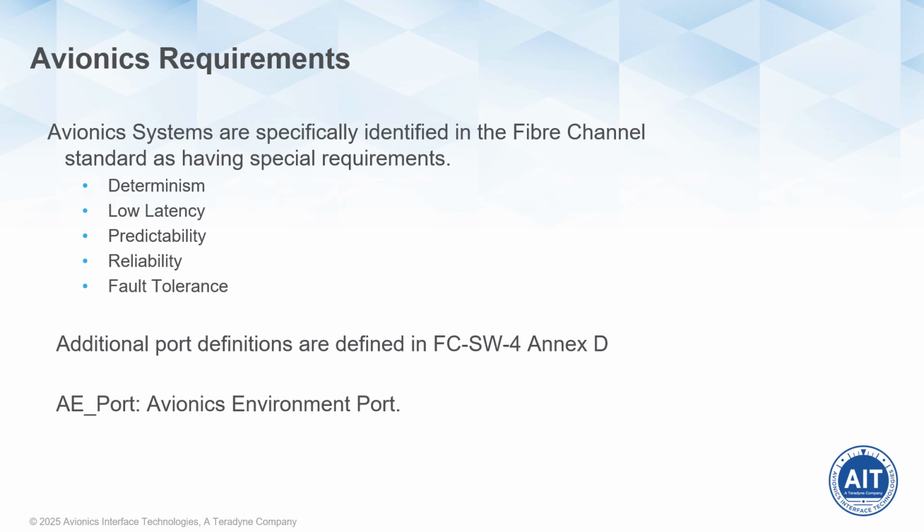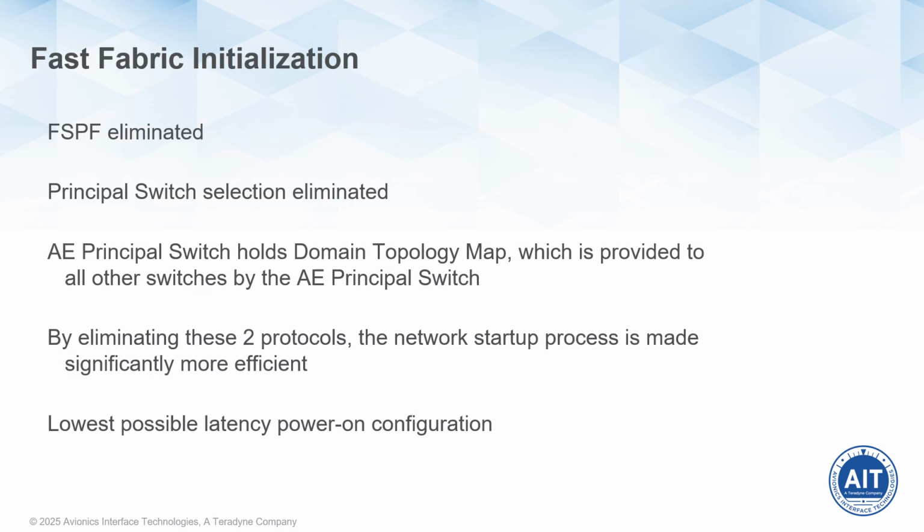Without self-discovery, our AE fabric will be more predictable, it'll be more reliable, and it can reduce the latency from any kind of power interruptions to the active state. Fast Fabric Initialization is a modified version of the switch initialization protocols defined in FC-SW4. Annex D defines the FFI protocols. FFI provides a method for defining an implicit network, eliminating the principal switch selection and FSPF. Replacing those eliminated protocols is a static configuration environment.